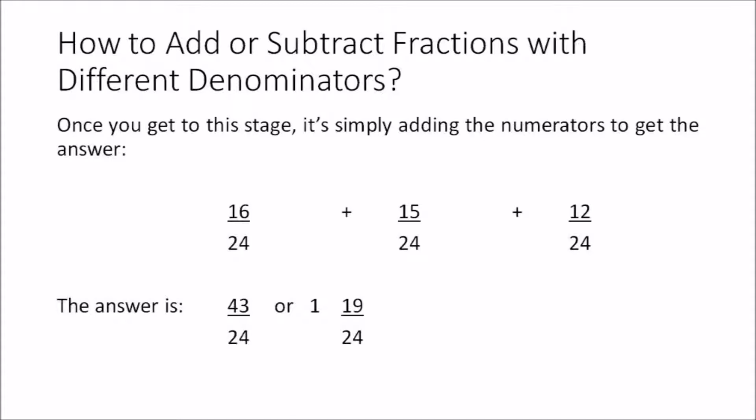Now 43 over 24 looks a bit unusual. Why? Because the numerator is more than the denominator, right? The numerator is 43 whereas the denominator is 24, but that's okay, your answer is still correct. What this means is that this fraction can be converted into a mixed fraction. At the moment it's called an improper fraction, right? 43 over 24. If you change it to a mixed fraction, the answer you get is 1 and 19 over 24. Now let's look at another example.